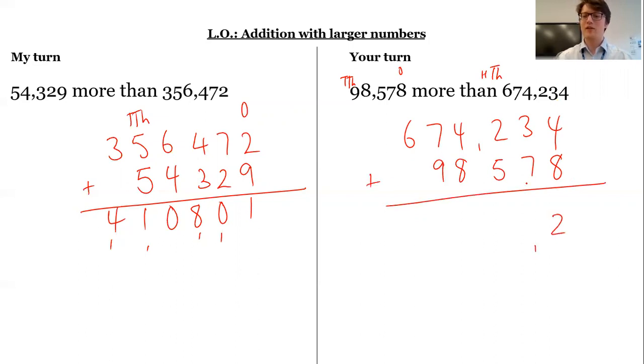4 and 8 is 12. 3 and 7 is 10, add the 1 is 11. 2 and 5 is 7, add the 1 is 8. 4 and 8 is 12. 9 and 1 is 10, add the 7 gives me 17. And 6 and 1 gives me 772,812.